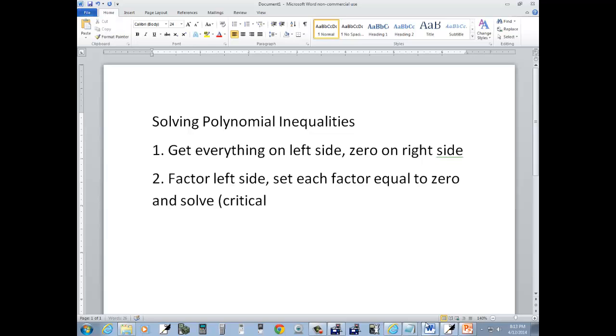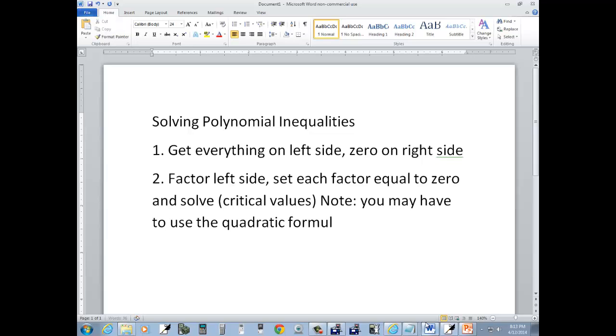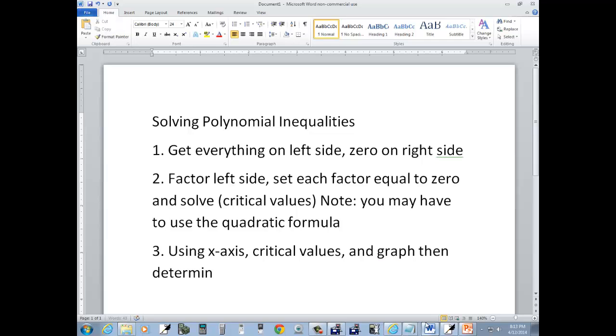These are critical values. And note, you may have to use the quadratic formula. Every once in a while you see a problem thrown in where you can't factor it, and you have to use the quadratic formula to find those critical values. Step 3, using the x-axis, the critical values, and a graph, then determine the answer.